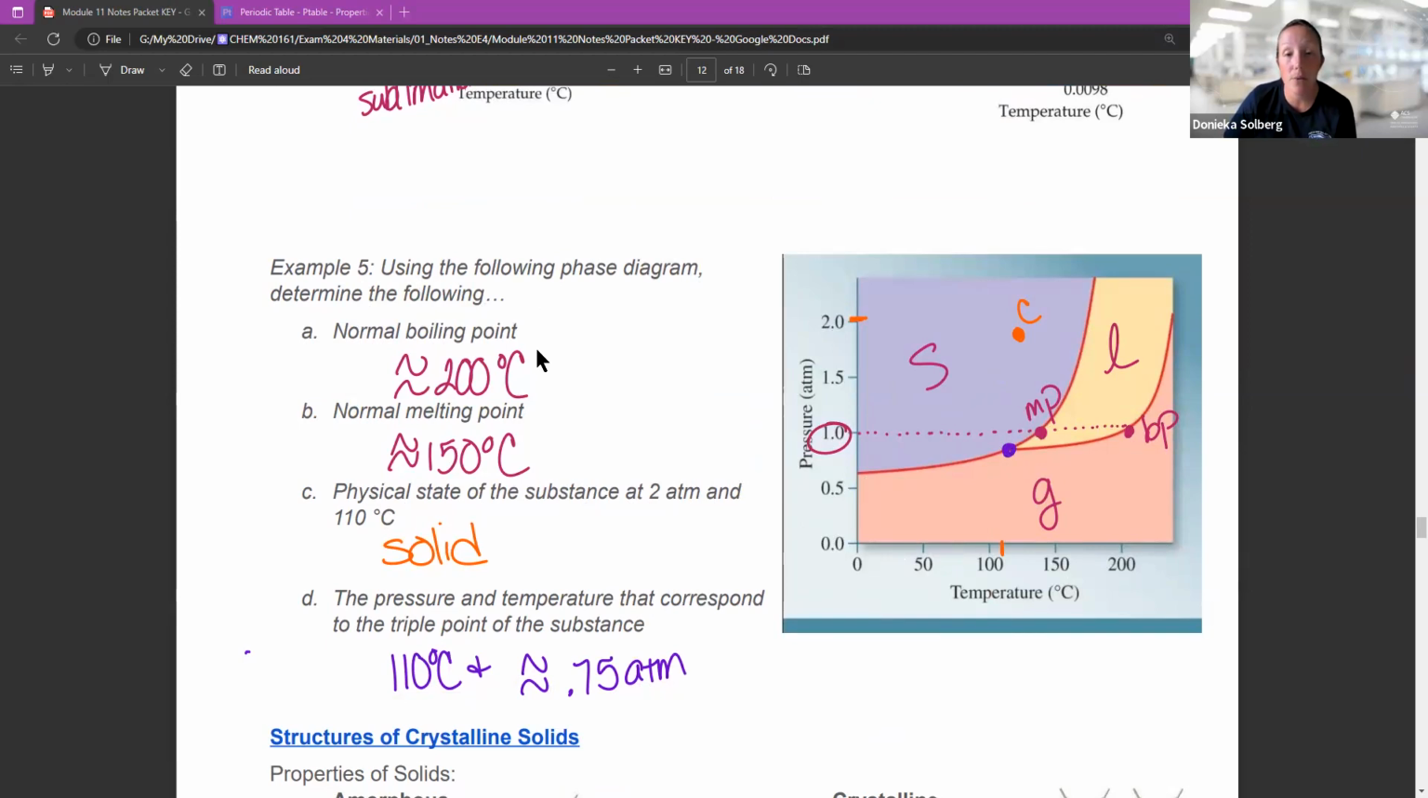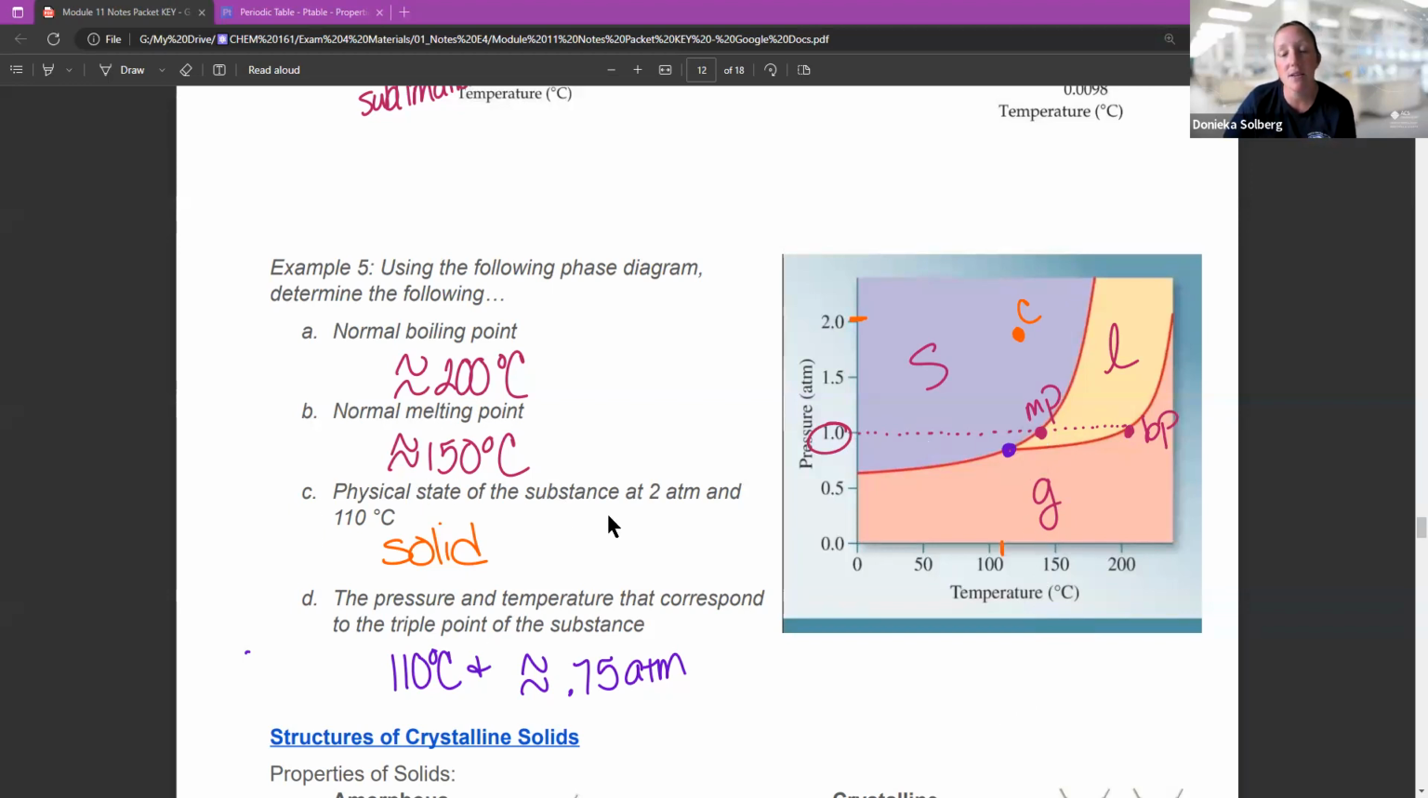So the normal boiling point, which means at 1 atmosphere, so we follow 1 atmosphere over. Boiling is when we go from liquid to gas. So I'd say that happens about here, about 200 degrees Celsius. The normal melting point would be at a pressure of 1 atmosphere, but going from solid to liquid. So here, about 150 or 145 or something like that degrees Celsius.